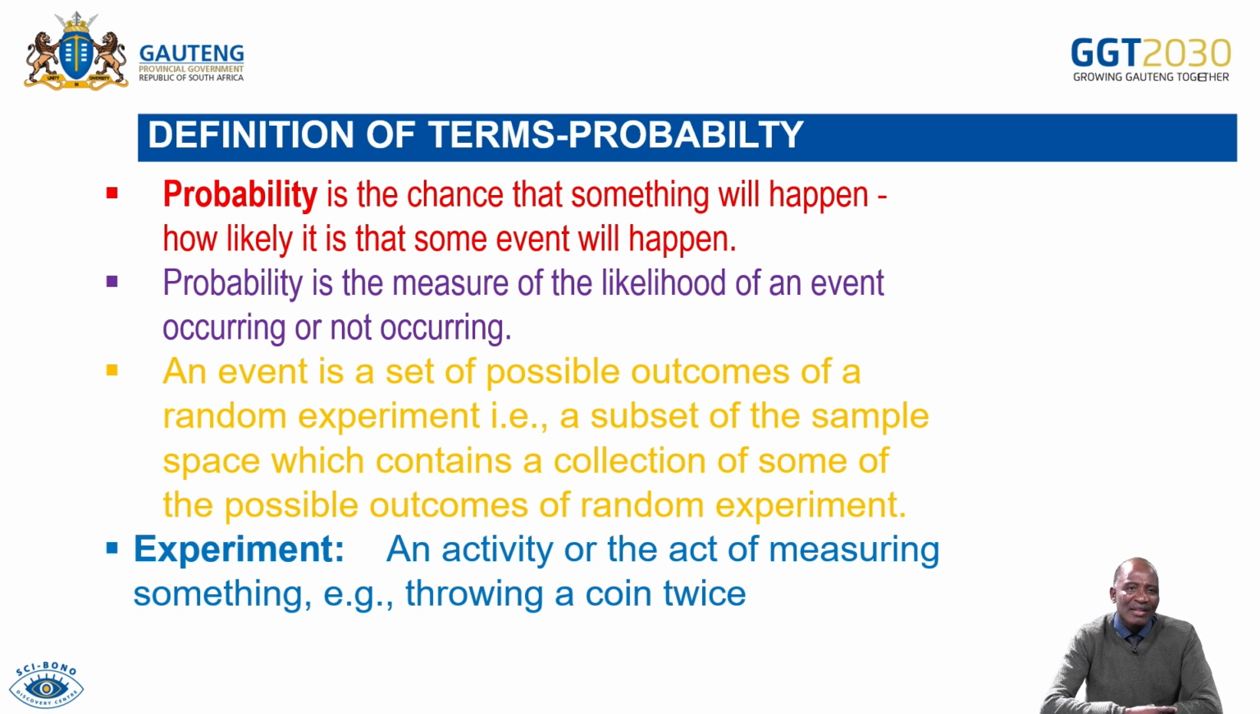random experiment. For example, an experiment could be an activity or the act of measuring something, e.g. throwing a coin. When you throw a coin, the outcome, unless that coin is biased, but we always avoid bias. If that coin is a fair coin, then you can't predict the outcome. The outcome can either be a head or a tail. So it's either of the two. Hence, it's a random experiment. The outcomes are not predictable. So as soon as the outcomes become predictable, then it ceases to be an experiment.